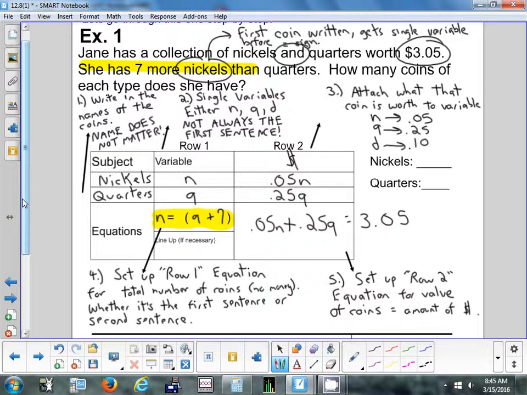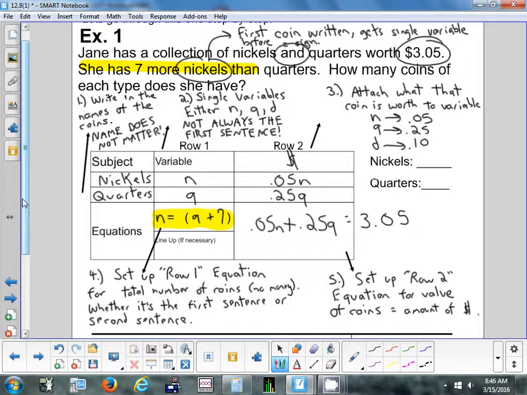Again, when I'm talking about nickels and quarters, how much they're worth, I have to make sure the variable has the amount of money that each coin's worth. Money is always in the row 2 column. Amount of coins is always in the row 1 column, no matter what sentence it is.